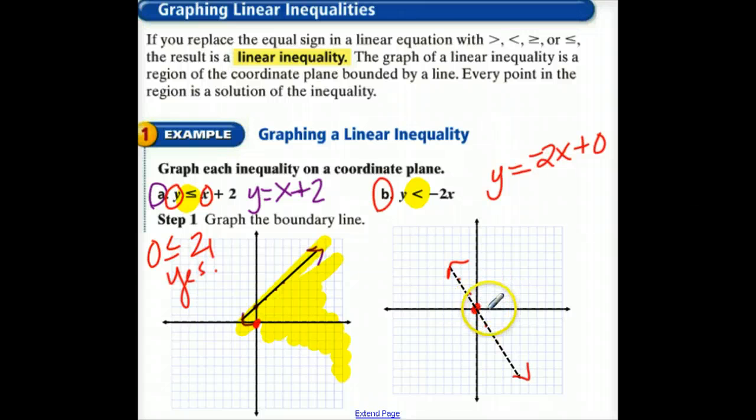I'm going to pick 1, 1 because that point is right here. So if I put 1 in for y and 1 in for x, I get 1 is less than negative 2. Well, that's not true because 1 is actually bigger than negative 2. That means that that point was not a solution, so I'm not shading that side. I'm going to shade everything on the opposite side of the point I tested.